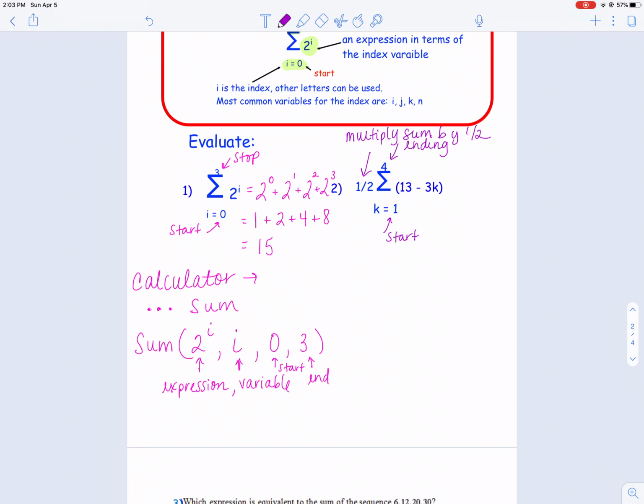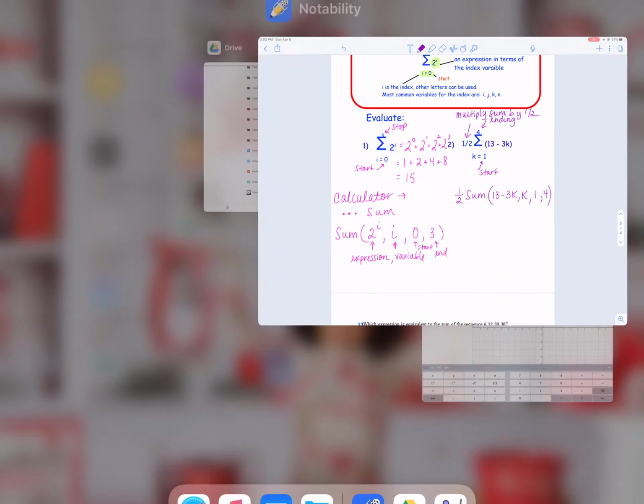So you could put that right into the calculator right in the beginning. I'm just going to write it out before I start. In the calculator, I'm going to write a half. It's going to then say sum. My expression, I'm going to do 13 minus 3k. What's the variable I'm using? K. I'm starting at 1. I'm ending at 4. So let's put that into the calculator.